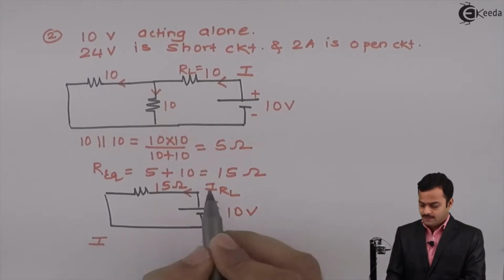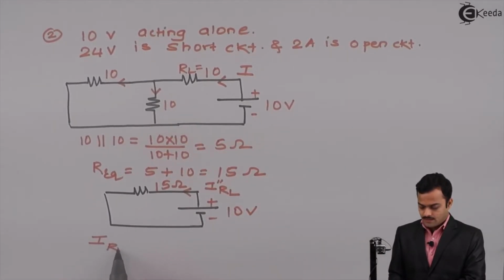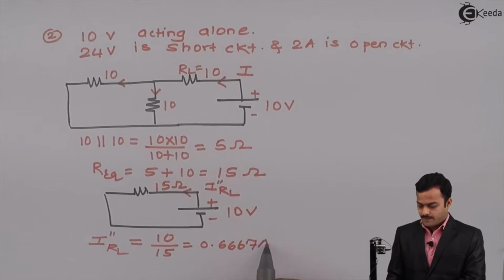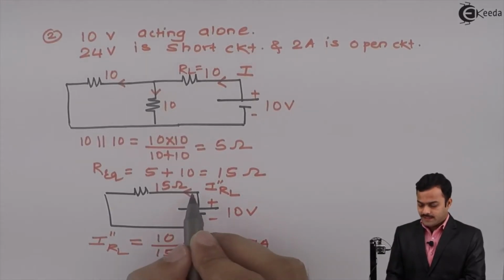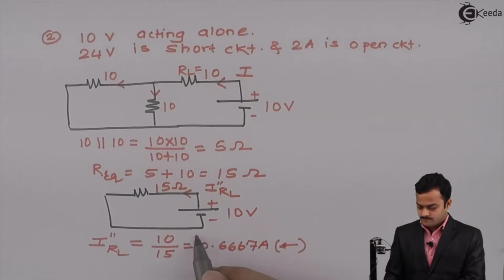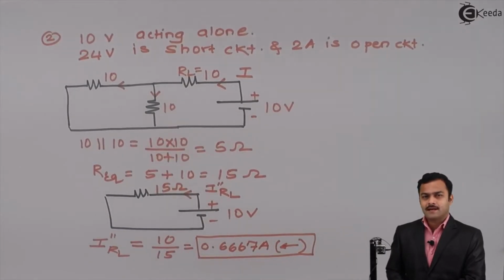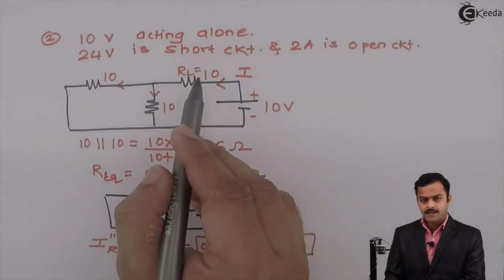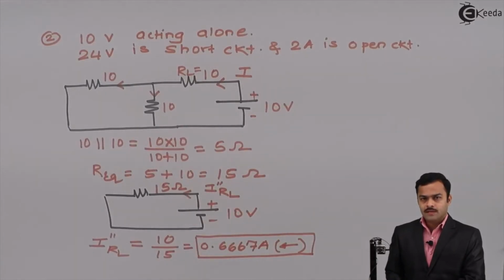is nothing but IRL double dash. So IRL double dash will be equal to 10 divided by 15. If I solve, I will get the answer 0.6667 ampere. Now see the direction of current that I have considered, right to left. So this is the second answer I am getting, which is nothing but the current flowing through RL because of the 10 volt acting alone. Let's go to the third step where the current source is present now.